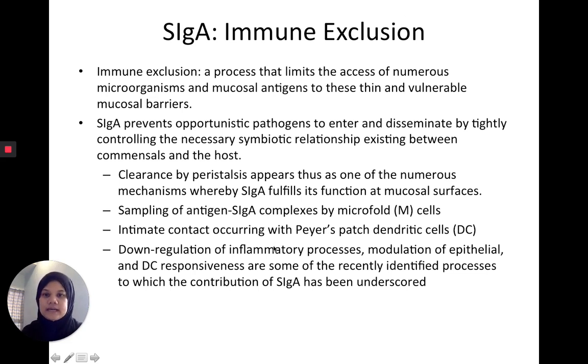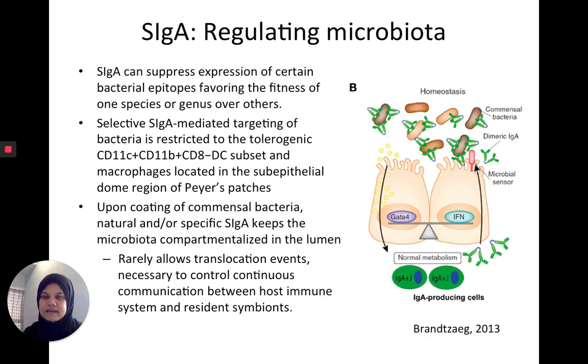It also allows for the control of the commensals as well. The secretory IgA will selectively bind certain bacteria over others, and they will suppress the expression of certain bacterial epitopes. So this will also present to certain subsets of T cells that are more tolerogenic. So secretory IgA actually plays a role in pushing the immune response to be more tolerant than inflammatory.